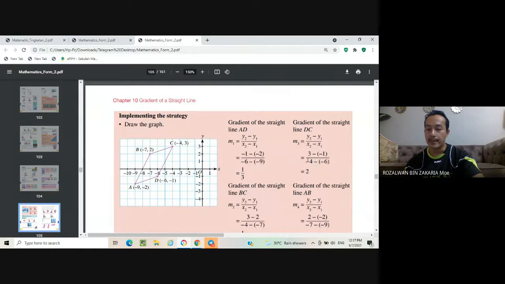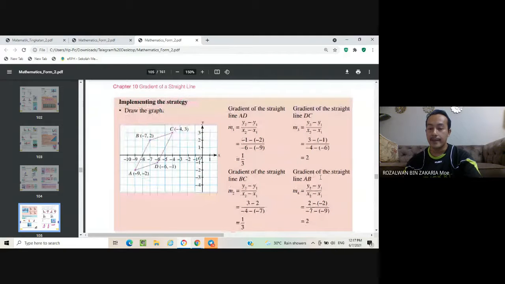Then 4 divided by minus 4 minus bracket minus 6. This one becomes positive, so minus 4 plus 6 equals 2. So 4 divided by 2 becomes 2. So the answer is 2. Next, calculate the gradient of the straight line AB.